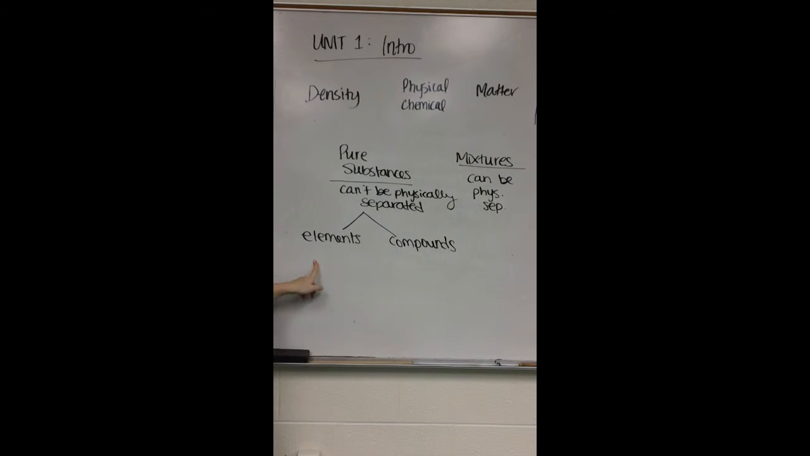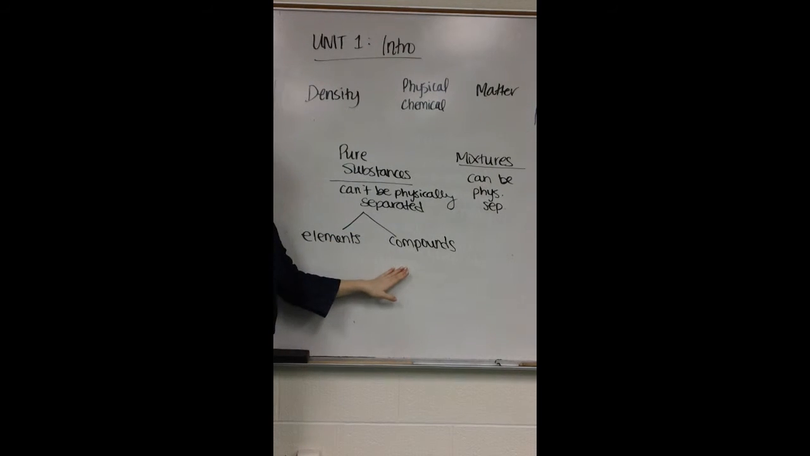Elements can't be broken down any further into anything that retains the chemical identity. So I can break iron down into, say, protons and neutrons and electrons, but it won't still maintain those chemical characteristics of iron. An easy way to tell if something's an element, if it is an element, we put it on the periodic table. So that's a good check.